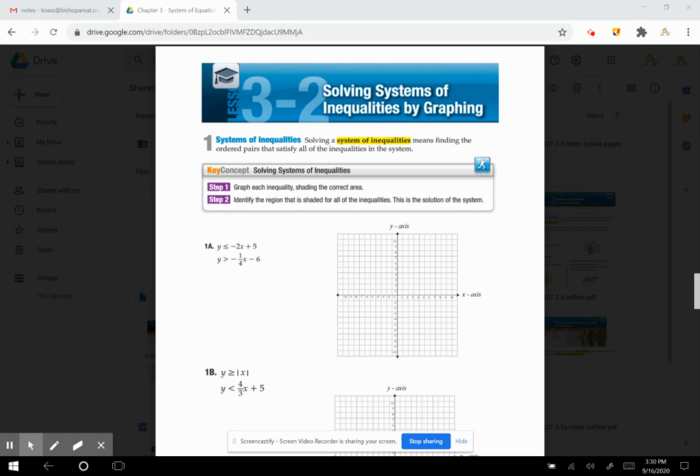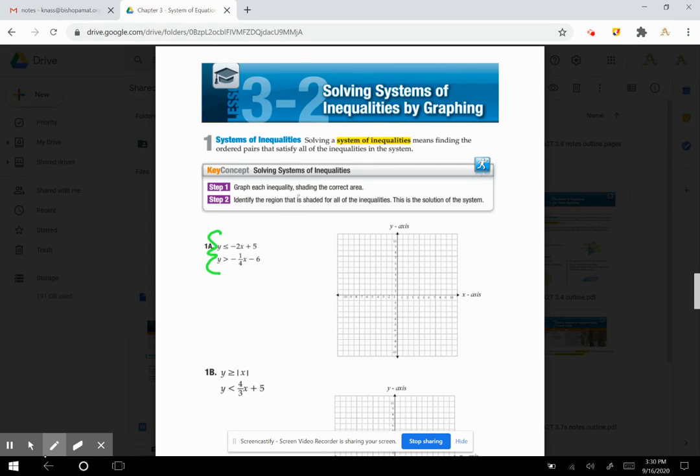Every time we see inequalities, we know that we have to shade above the line or below the line, right? So what today's lesson is going to be about is taking two equations, or remember what we call a system of equations, and graphing the two. And there are two steps here.